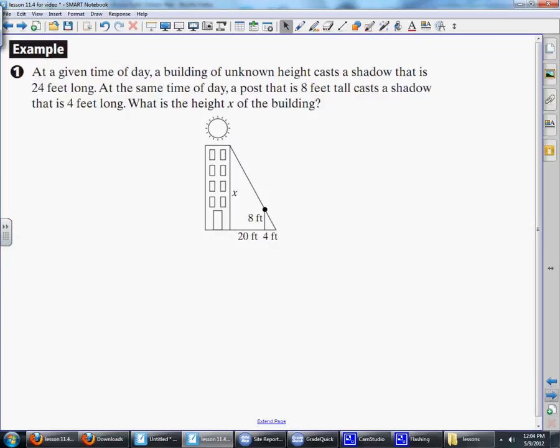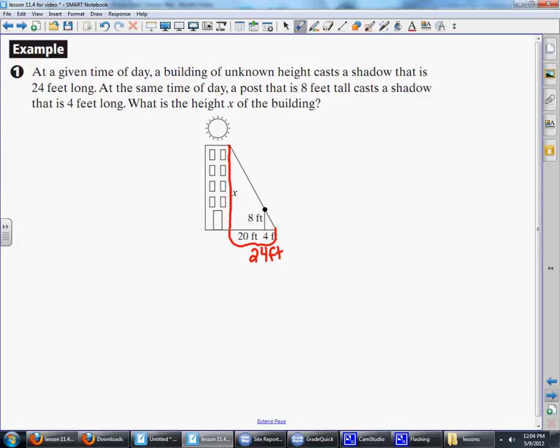At a given time of the day, a building of unknown height casts a shadow that is 24 feet long. So when we add this 20 and the 4 together, this distance from here to here, they're telling us, is 24 feet. And this here is the height of the building, which they call X, because we don't know how long that is, or how tall that is.